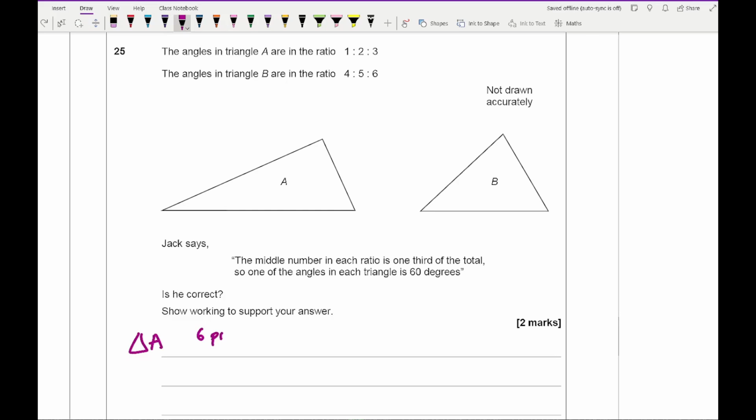a total of 6 parts, and those 6 parts add up to 180 because there's 180 degrees in angles in a triangle. So one part therefore is going to equal 30 degrees. So then the angles, if I multiply the numbers in the ratio for triangle A, it's going to be 1 times 30, which is 30, 2 times 30, which is 60, and 3 times 30, which is 90.